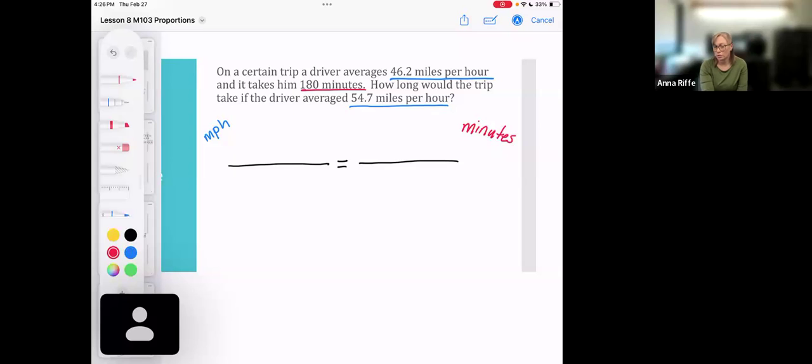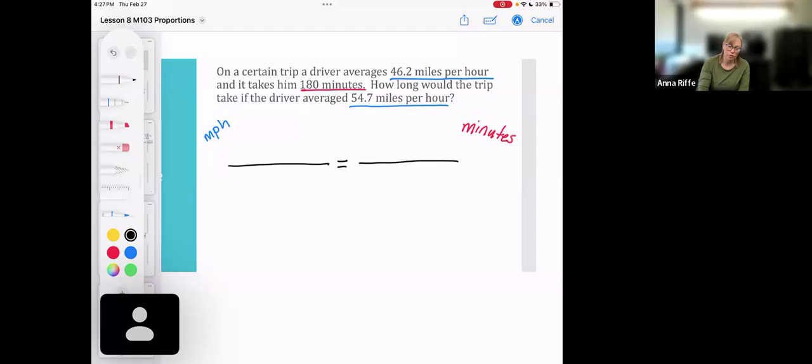Once I figure out what my variables are, I have to think about, okay, as one increases, so as the speed increases, as we go from 46.2 miles per hour to 54.7 miles per hour, how will that affect the time? If I'm going faster, and if the trip is the same distance, then it would make sense that the amount of time it would take me to get there is less. So if I'm going faster, it'll take me less time to arrive at a place, in theory. So this is an inverse proportion.